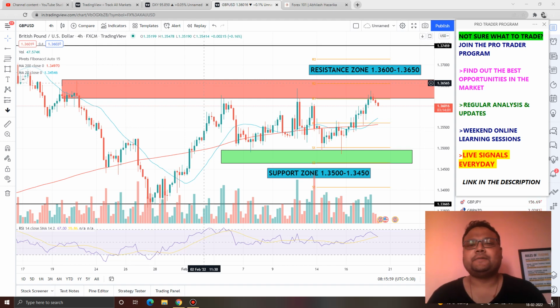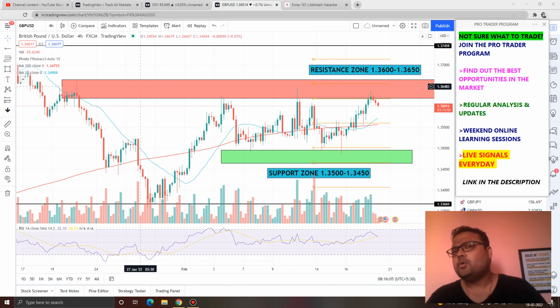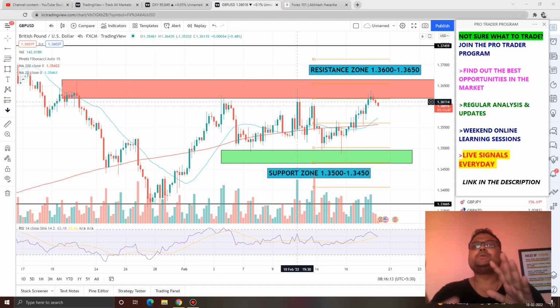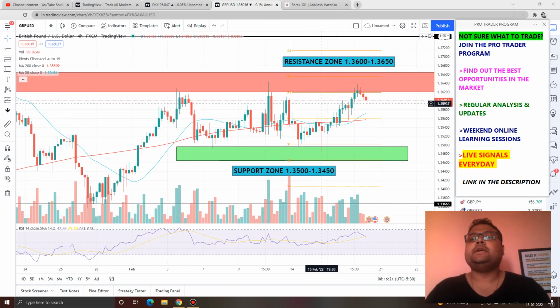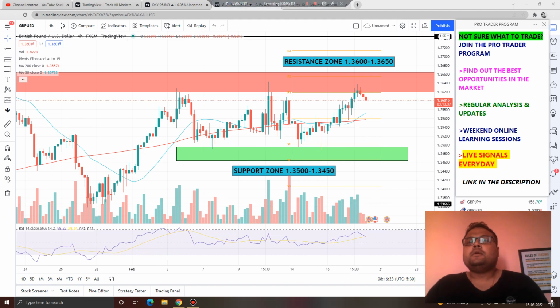So let's get started. This is the 4-hour chart of GBP USD in front of us right now. If you have watched any of my previous videos, then you know these levels pretty well, because this was the setup we have been following for the last couple of days. Yesterday we saw a good move on GBP USD, and as per our expectation, it also faced some selling pressure from above.